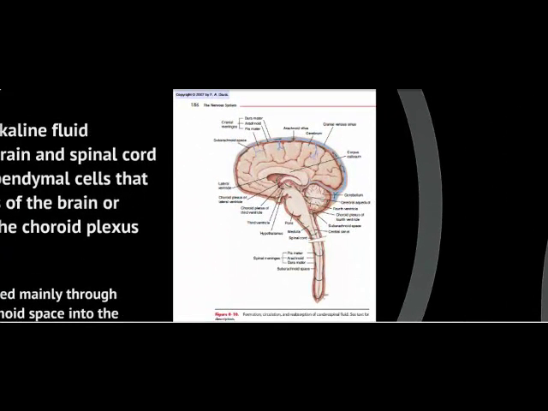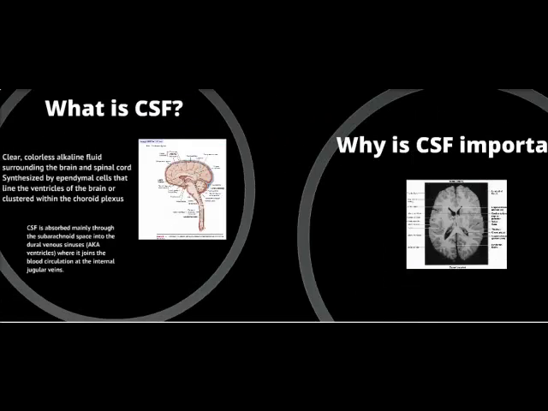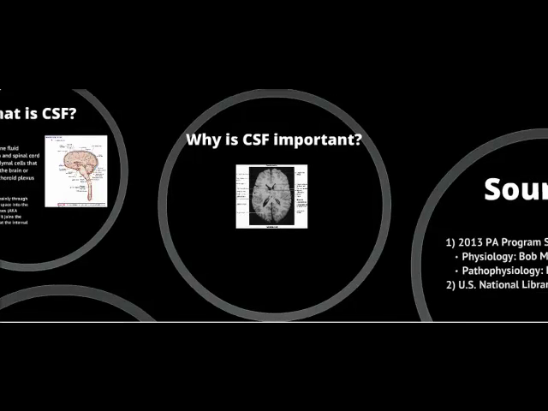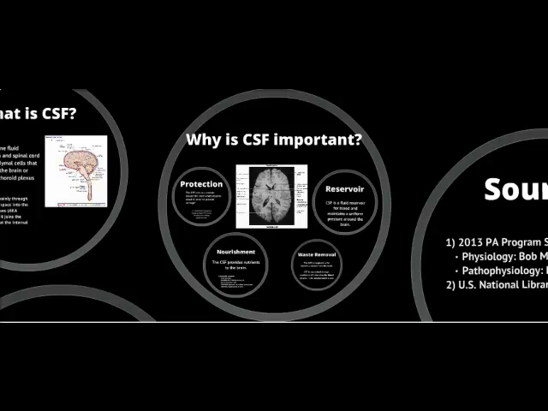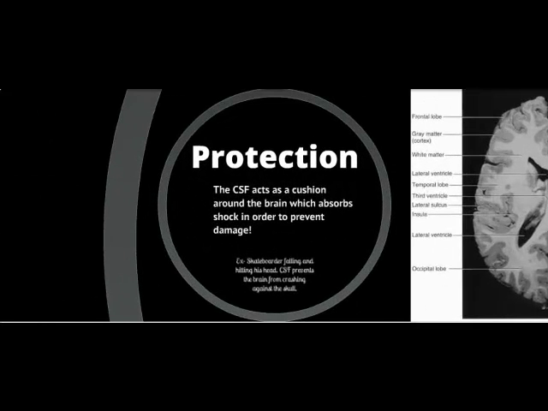This is a sagittal view of the brain showing the cerebrospinal fluid flow. So why is CSF important? It is important for protection, nourishment, waste removal, and it acts as a reservoir. The CSF acts as a cushion around the brain, which absorbs shock in order to prevent damage.